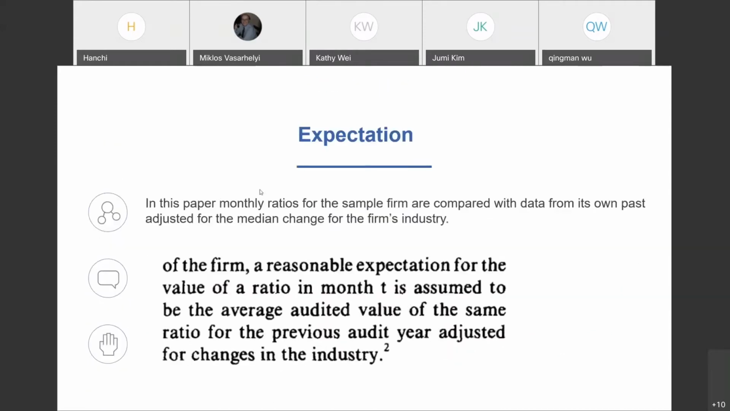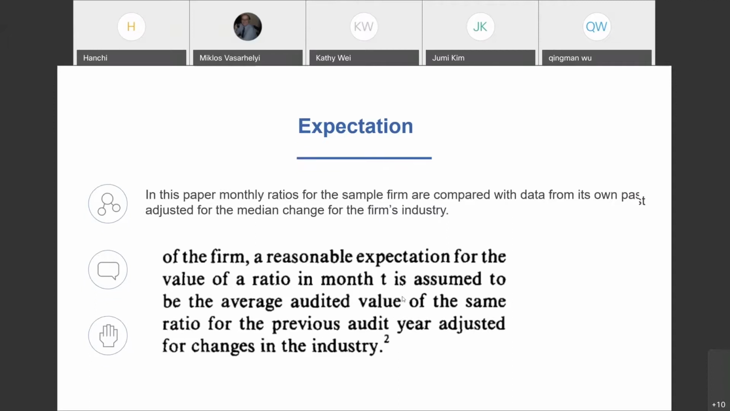Here is how we calculate this expectation. In this paper, the monthly ratio for the sample firm is compared with the data from its own past, adjusted for the median change for the firm's industry. A reasonable expectation for the value of a ratio in month T is assumed to be the average audited value of the same ratio for the previous audited year, adjusted for changes in the industry.